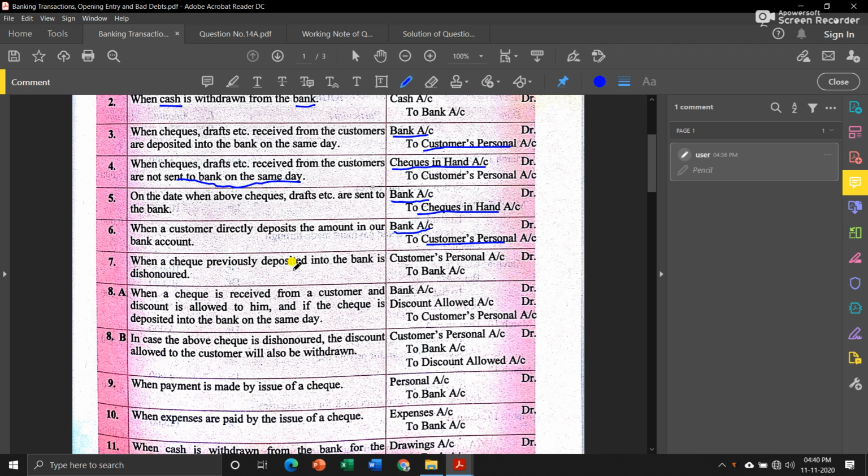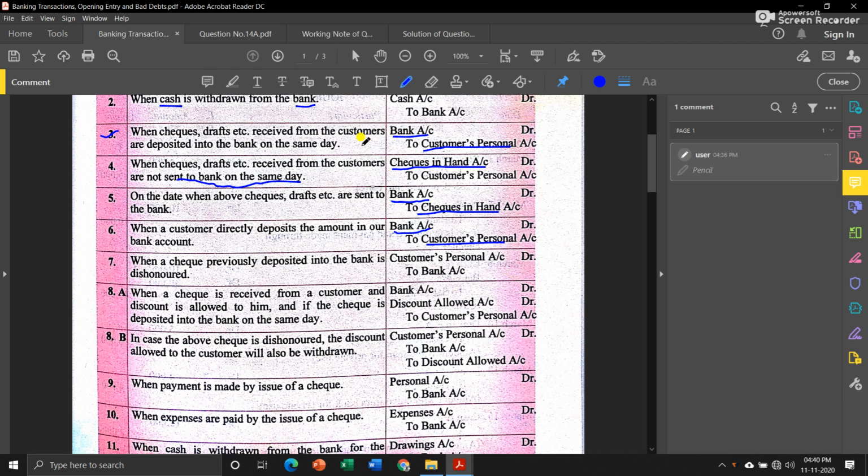Okay, now see here in point number 3. Now when checks, drafts received from the customer, we received the check and we deposited it into the bank on the same date.